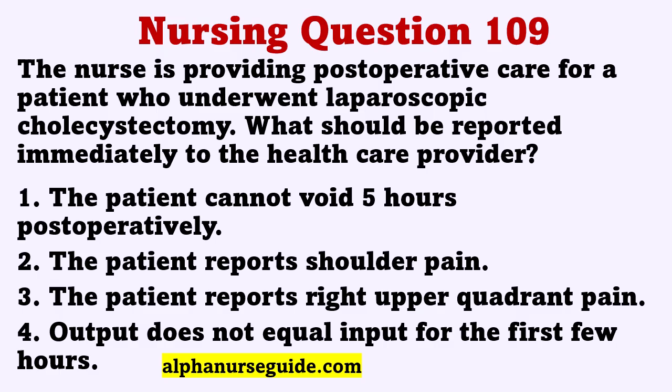The correct answer is 3. The patient reports right upper quadrant pain. Rationale. Right upper quadrant pain is a sign of hemorrhage or bile leakage. The ability to void should return within 6 hours postoperatively. Right shoulder pain is related to unabsorbed carbon dioxide and will be resolved by placing the patient in a Sims position. For the first several hours after surgery, output is not expected to equal input.